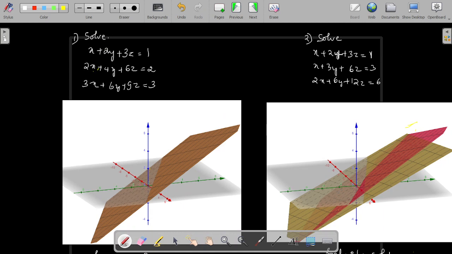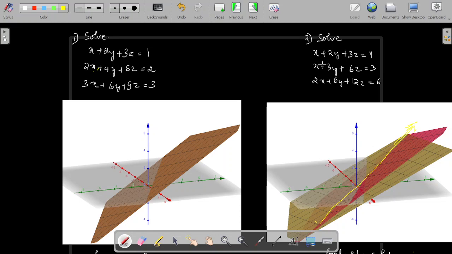Now this set of equations. Here in this case, these two planes, x plus 2y plus 3z equal to 1, and x plus 3y plus 6z equal to 3. These are the two planes. And the third plane is a multiple of the second plane. So third plane and second plane both are coinciding. When you plot them graphically, you will get these two planes along the line of intersection. This is the line of intersection. You will have solutions. So you will get an infinite number of solutions.